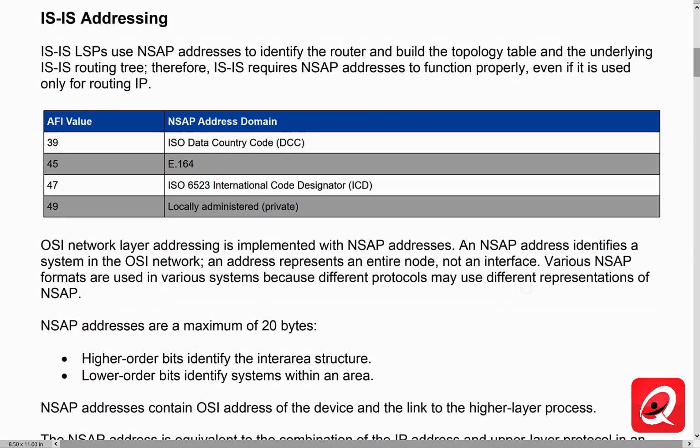So I mentioned already how the address is broken up. We use the NSAP address to identify the router in the topology. So ISIS requires that NSAP address to function. The AFI is the first part of the address, which I had indicated. And you can see here a breakdown of the different AFIs that are available. 39 is the ISO data country code. 45 is E.164. 47 is the ISO code designator, ICD, and 49 is locally administered or private.